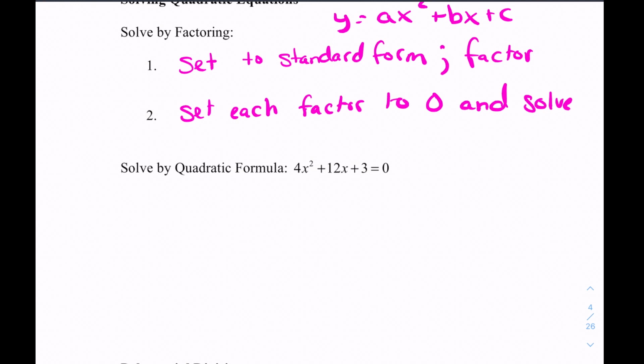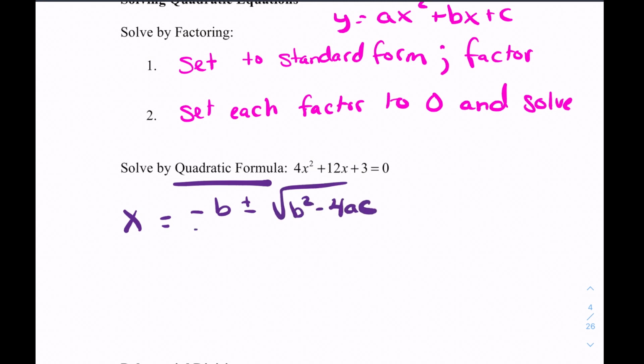That's if you can factor. What happens if you can't factor? And this is our quadratic formula. So the way I always remember it is I say it every single time. So quadratic formula is negative b plus or minus square root b squared minus 4ac all over 2a.